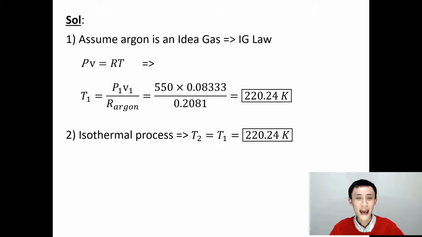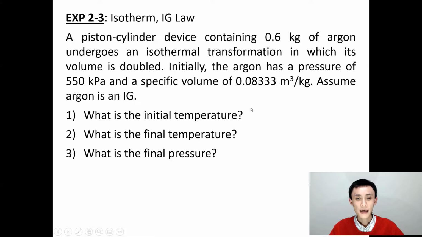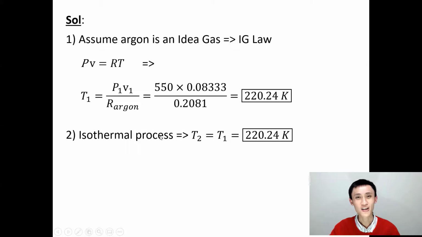The first one is asking for the initial temperature. With the ideal gas law, we know the initial pressure and the specific volume, and by looking at the table, we can find the R value for argon. It turns out the initial temperature is 220 K. Since the process is isothermal, the temperature does not change. So the final temperature equals the initial temperature, which is still 220 K.